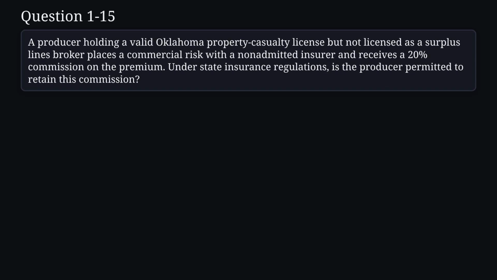Question 15. A producer holding a valid Oklahoma property casualty license, but not licensed as a surplus lines broker, places a commercial risk with a known admitted insurer and receives a 20% commission on the premium. Under state insurance regulations, is the producer permitted to retain this commission?